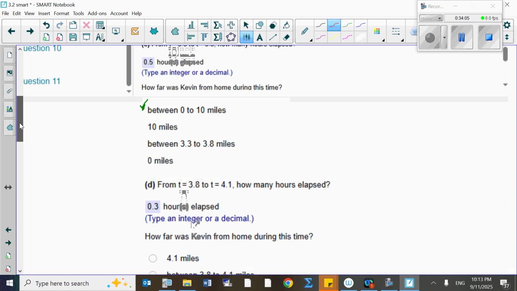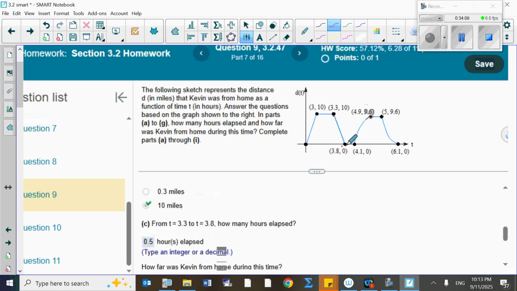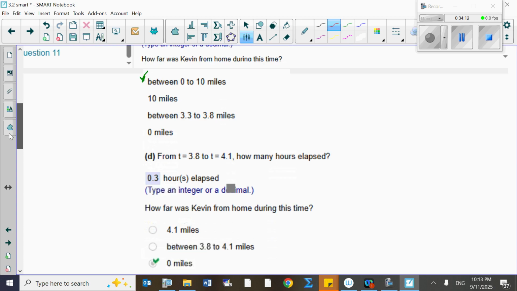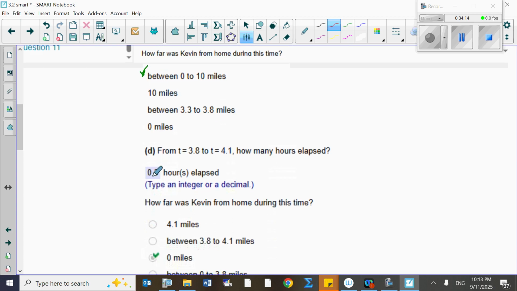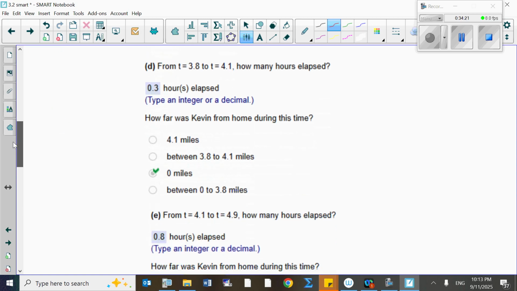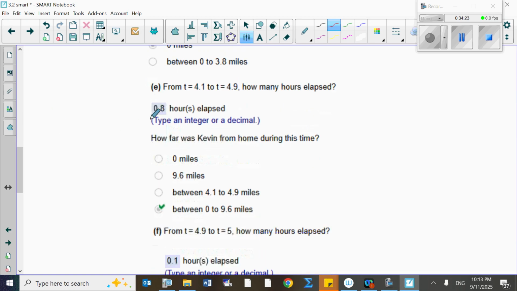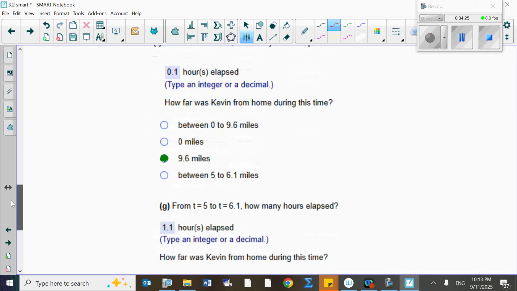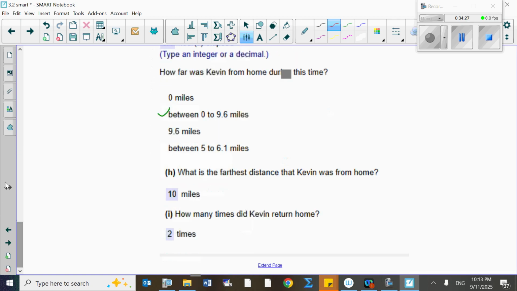After that, from 3.8 to 4.1. The time that is passing is 0.3 hours. And the distance is 0 miles because it looks like during this time he was at home. And so on, you can find the answer to all the other questions, which are all similar to each other.